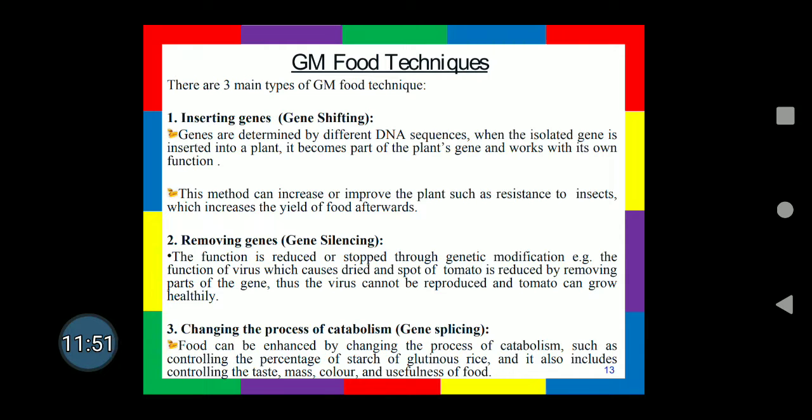Another way is changing the process of catabolism, or gene splicing. The foods can be enhanced by changing the process of catabolism, such as controlling the percentage of starch of the glutinous rice, and it also includes controlling the taste, mass, color, and usefulness of the food.